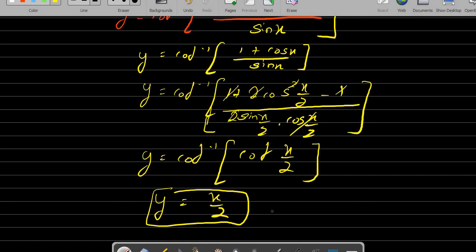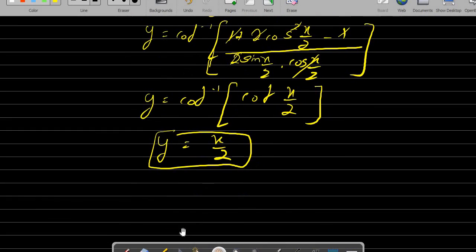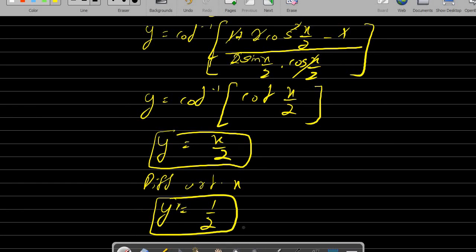Now we have found the value of y, and now what we need to do is differentiate this. Don't forget the question was supposed to differentiate. Now differentiating with respect to x, what will we get? dy/dx is equal to 1 by 2. Very good. This is the answer of this question.